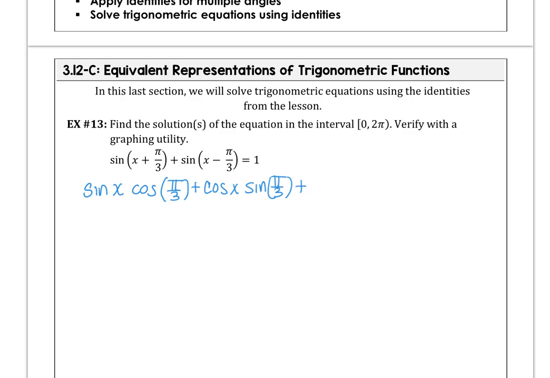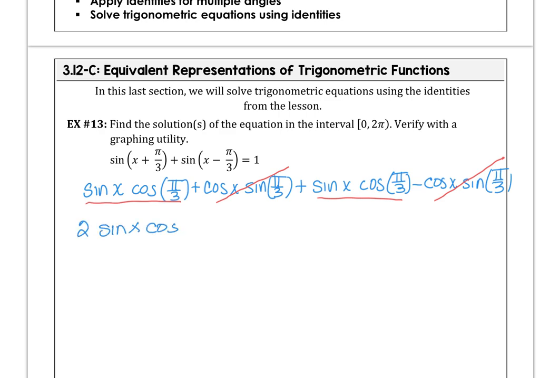And then the difference is going to be sine cosine minus cosine sine. And we want to see that that's equal to 1. So I see this cosine sine would subtract this cosine sine, and we would end up with 2 of the same terms. So 2 sine x cosine pi over 3 is equal to 1. And cosine of pi over 3 is a half. So, I messed up my x here, 2 sine of x times the cosine of pi over 3, which is a half, is equal to 1.